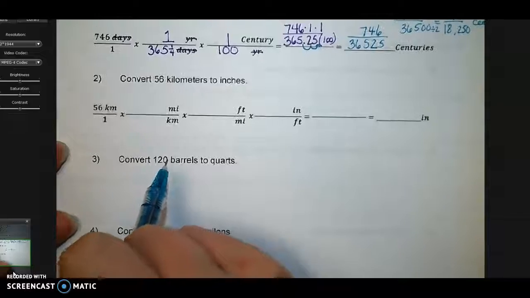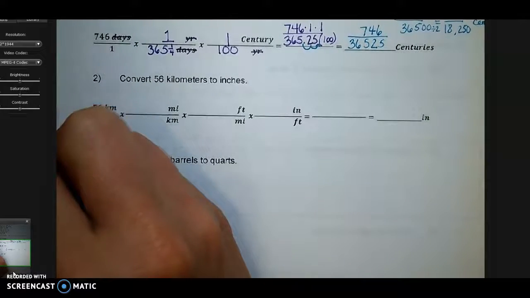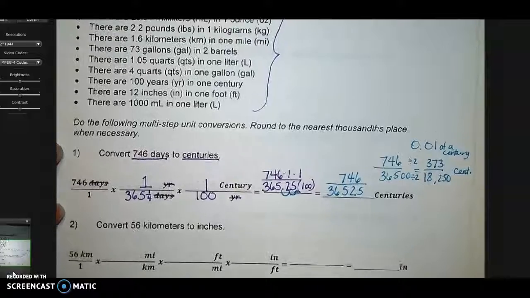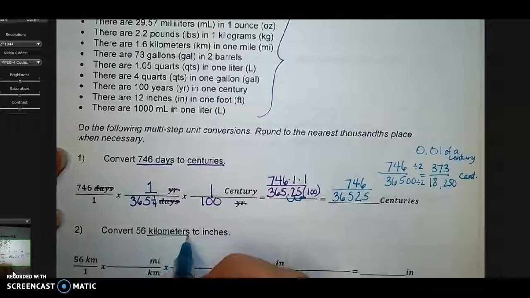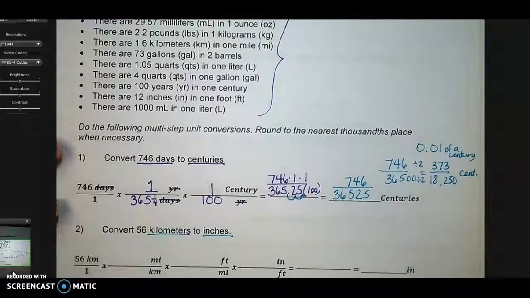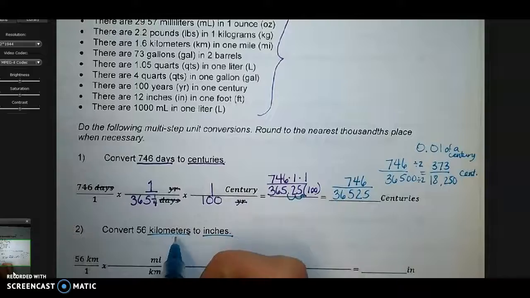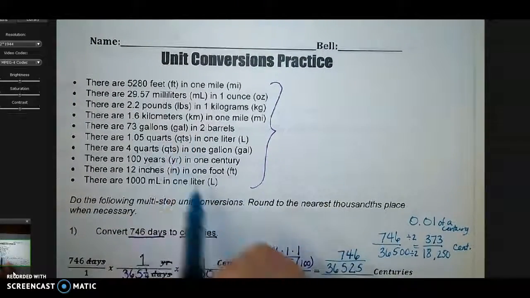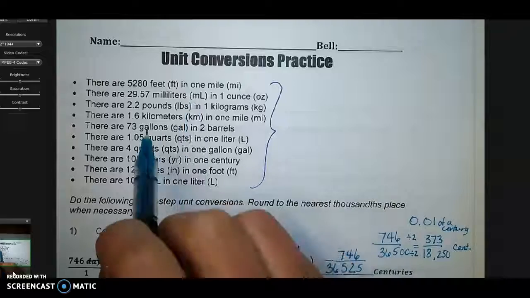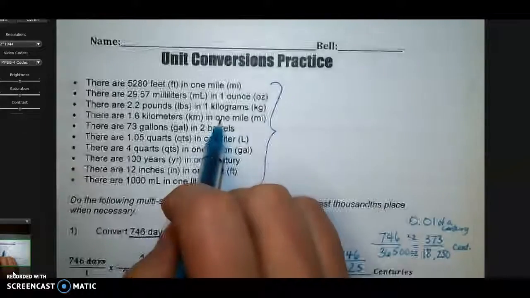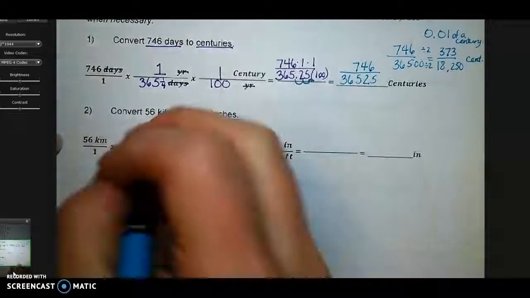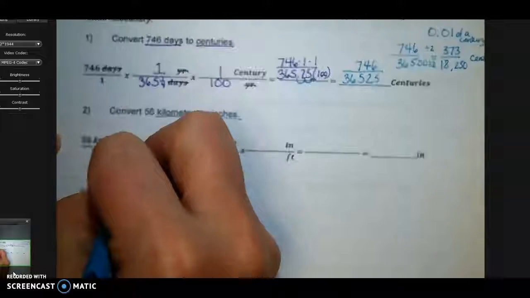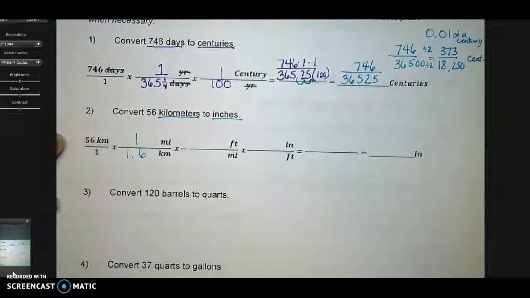Next one we're going to look at is we're going to convert 56 kilometers to inches. So I'm going to use some of my information from up here to help me, because we're going from kilometers to inches, so we're going from metric to standard. So in order to do that, I don't have up here kilometers to inches, so this isn't going to be a one-step for me, but I do have kilometers to miles. So there's 1.6 kilometers in 1 mile.